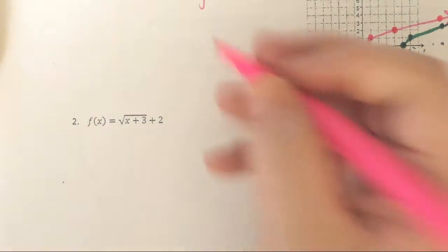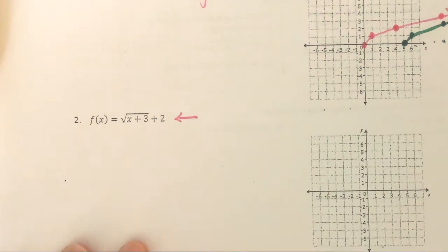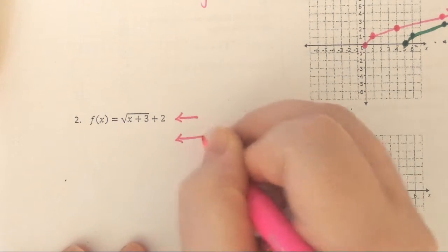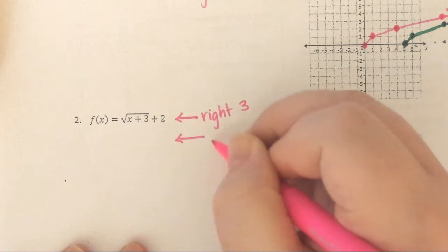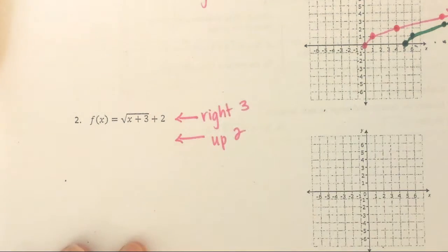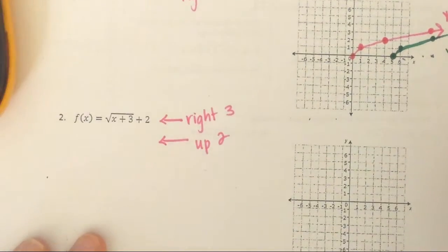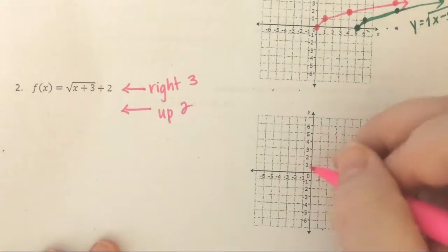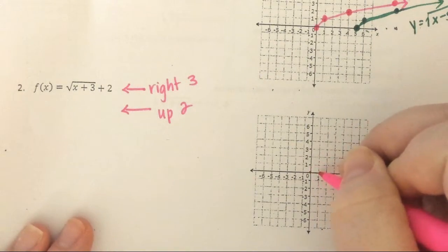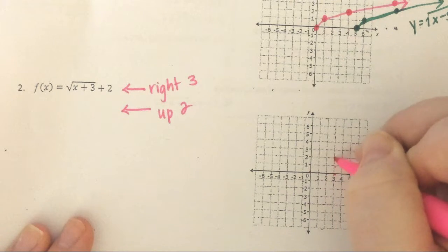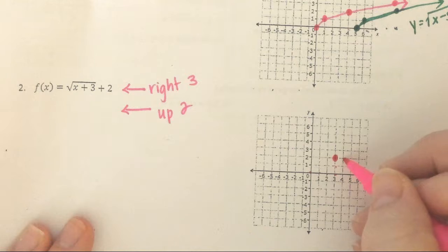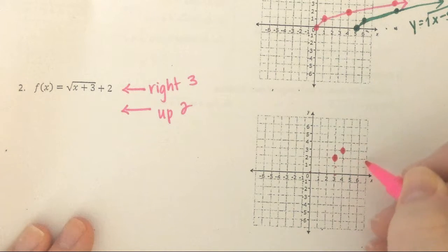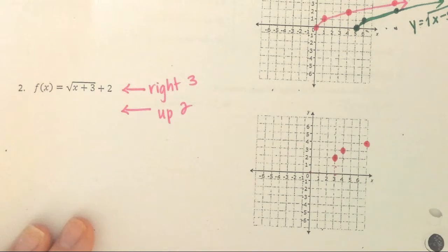Okay, let's go to number 2. How does that plus 3 make me move? And Paige's group gets another point, up 2. So I literally am going to take my original guy. He used to be at the origin. I move right 3, up 2, and I think that's my first point. And again, I know it's over 1 up 1 because square root of 1 is 1. Over 4 up 2 because square root of 4 is 2. And if I had room, square root of 9 is 3.